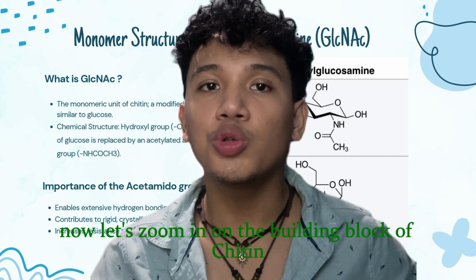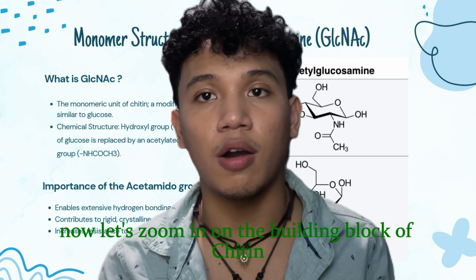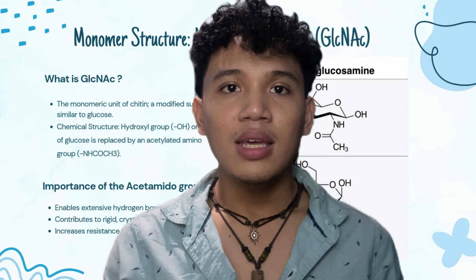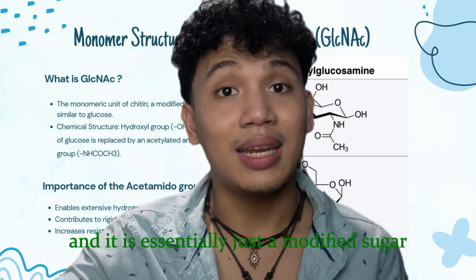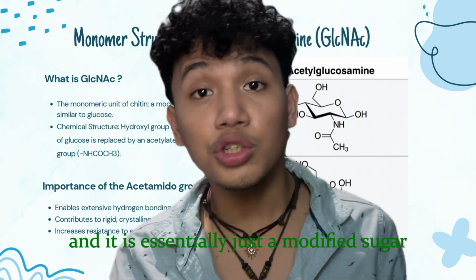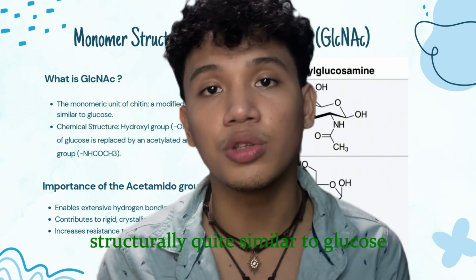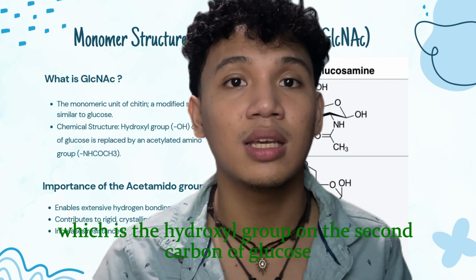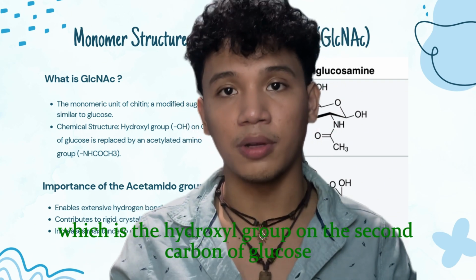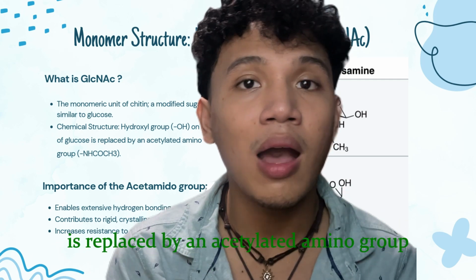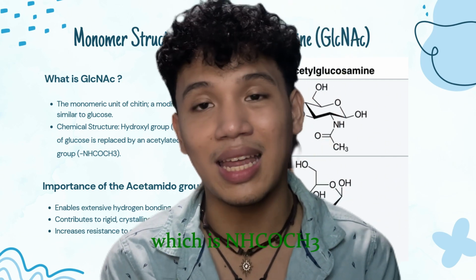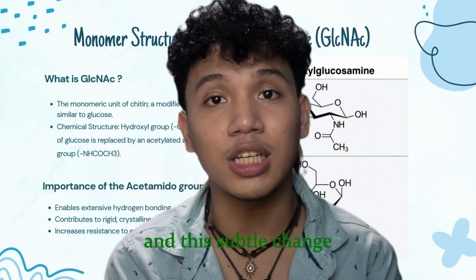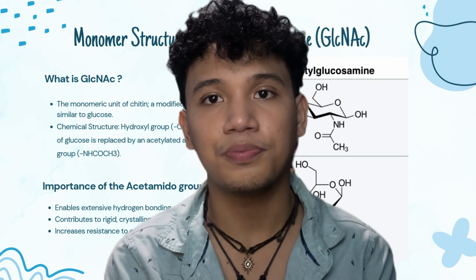Now, let's zoom in on the building block of chitin, which is N-acetylglucosamine, known as GlcNAc. It is the monomeric unit of chitin, and it is essentially just a modified sugar, structurally quite similar to glucose. What's unique about it is a chemical modification, where the hydroxyl group on the second carbon of glucose is replaced by an acetylated amino group, which is NHCOCH3, and this subtle change is crucial for chitin's properties.